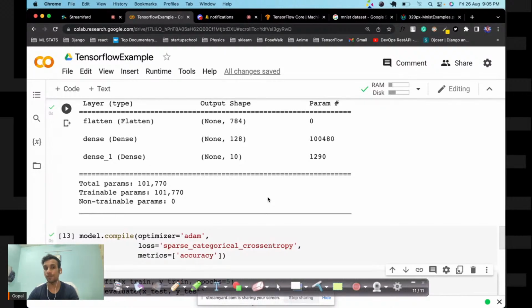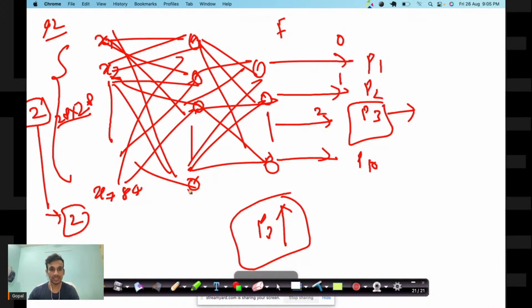128 and 10 represent the number of neurons, Chaya. If I show you the architecture again, this is the 128. We have 128 neurons here and we have 10 neurons here.